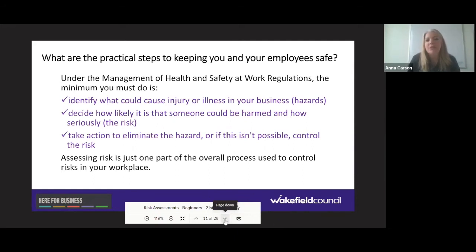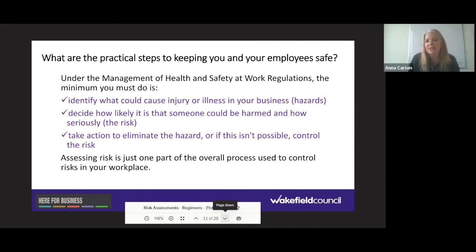So we've mentioned the Management of Health and Safety at Work regulations. This is where the requirement is for risk assessment. So the minimum that you must do is identify what could cause injury or illness in your business. Now, these are known as the hazards, and decide how likely it is that someone could be harmed and how seriously they may be harmed. And this is what we call the risk.